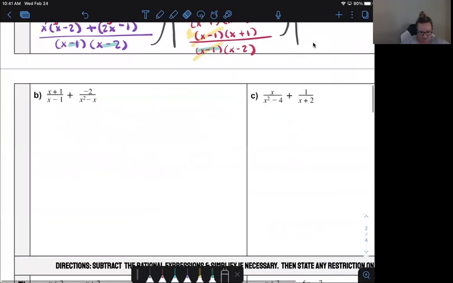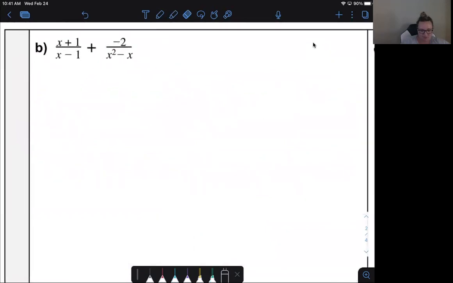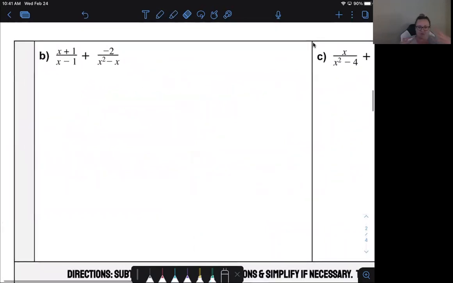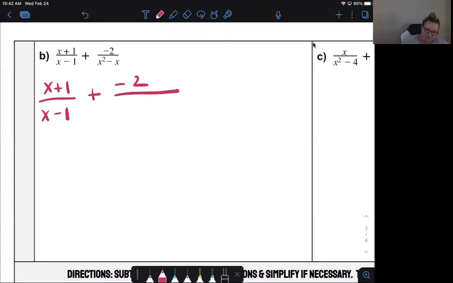All right, so let's do part B. For part B, I'm going to walk you through each step. So our first step is to factor everything and then find our LCD. x plus 1 over x minus 1 can't be factored. Negative 2 can't be factored. And then x squared minus x can be factored: x times x minus 1.